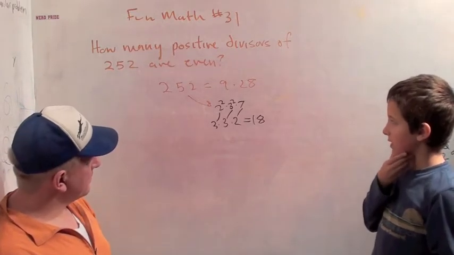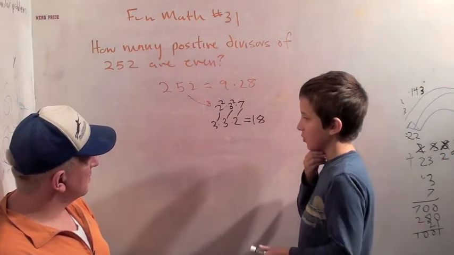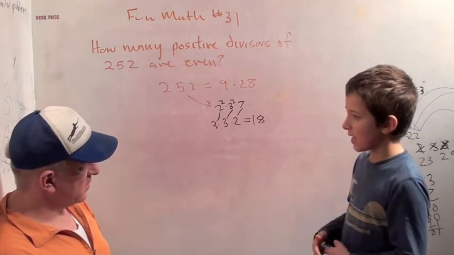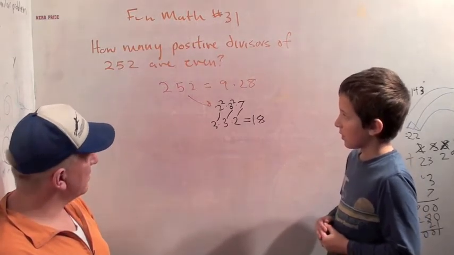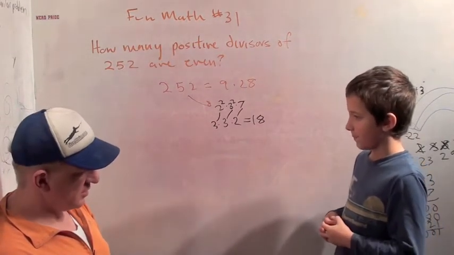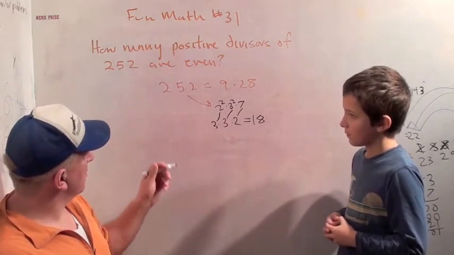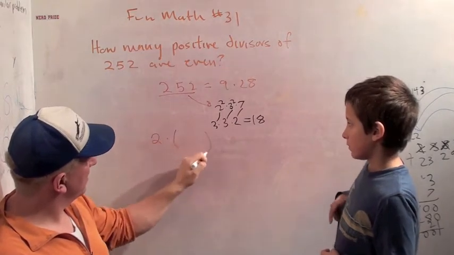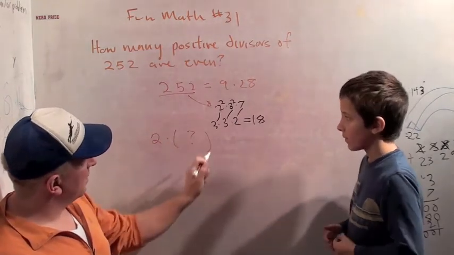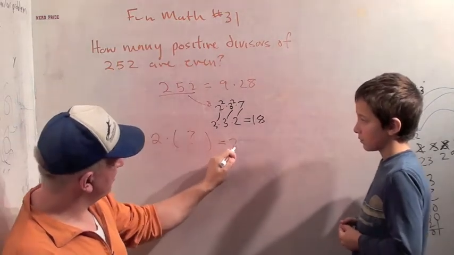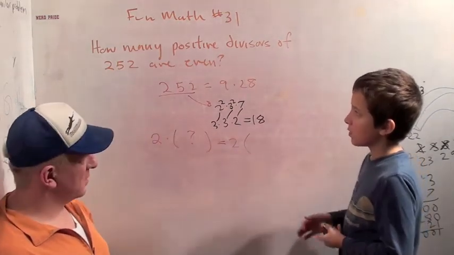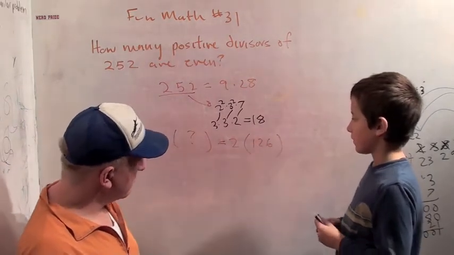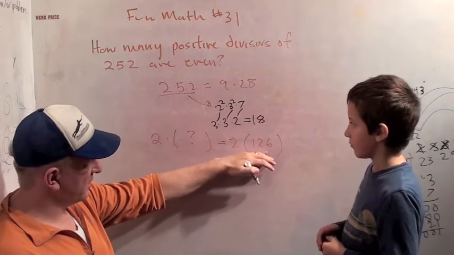Well, it's going to be all the divisors of 252 over 2. Okay, why is that? Because it's going to be even. Okay, so what does it mean to be even? It means to be divisible by 2. Divisible by 2, or 2 times something. So we're looking for all the divisors of 252 that are 2 times something. Okay? But 252 itself is 2 times what? It's 2 times 126. So we're looking for all the divisors of 126.